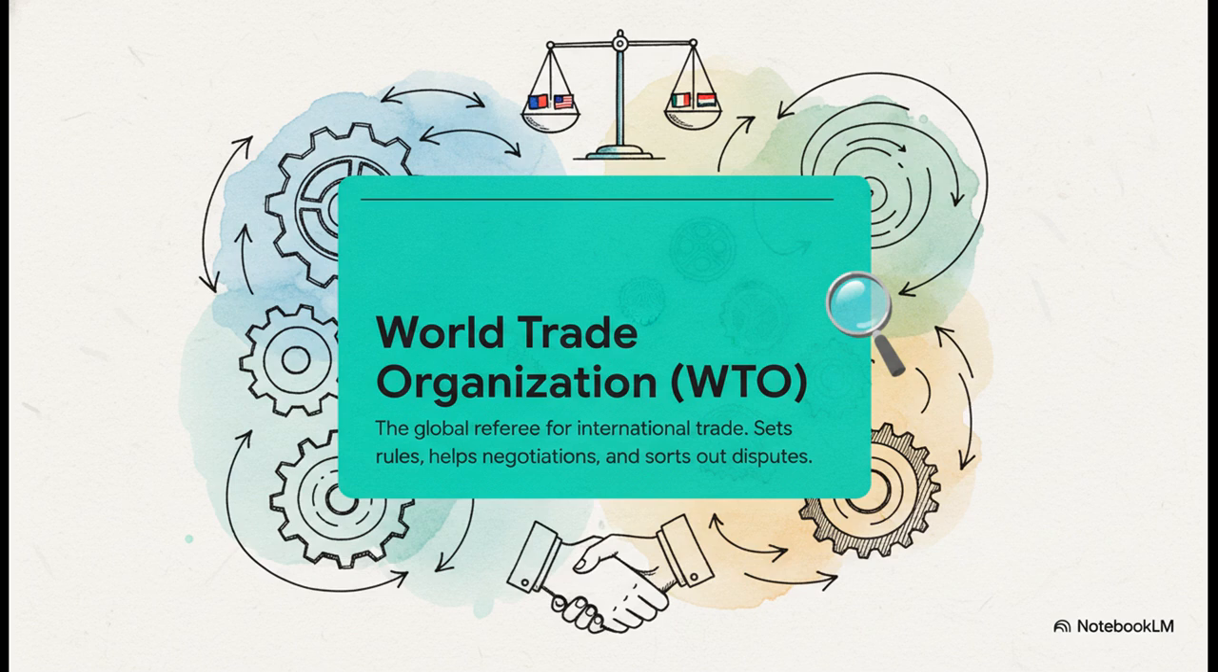And honestly, the easiest way to think about the WTO is as the global referee for trade. Its main job is to set the rules of the game, to help countries negotiate, and to step in and sort out disputes when they happen.